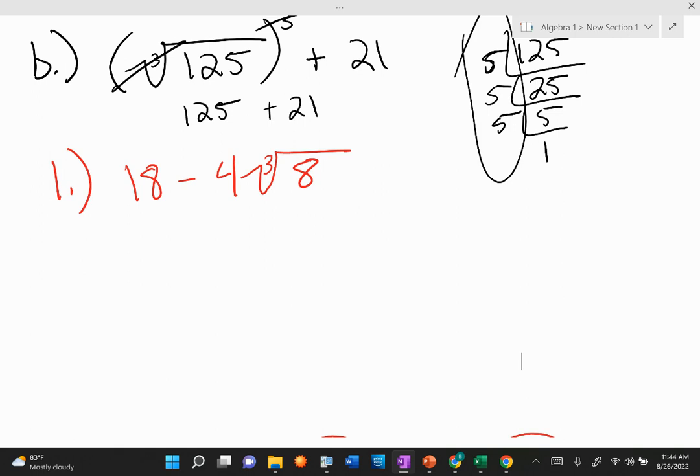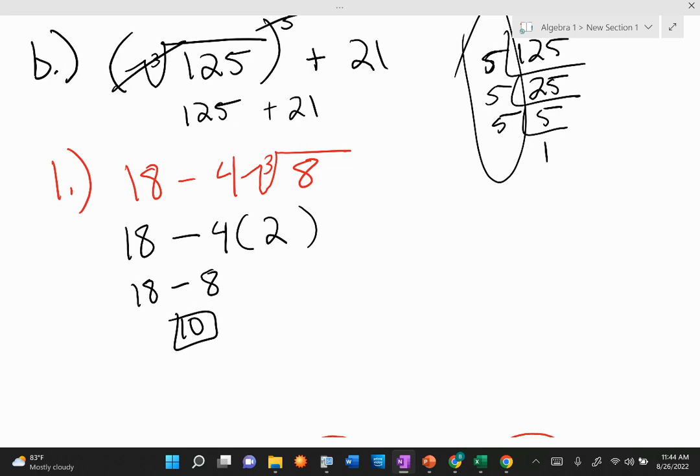Okay, so we have 18 minus 4 in parentheses. What's the cube root of 8? 2. What is 4 times 2? What is 18 minus 8? 10. All right, last section of today.